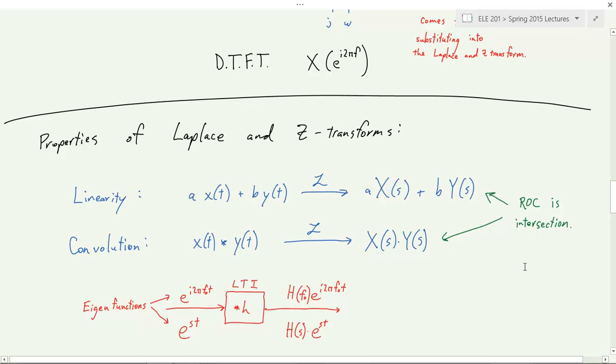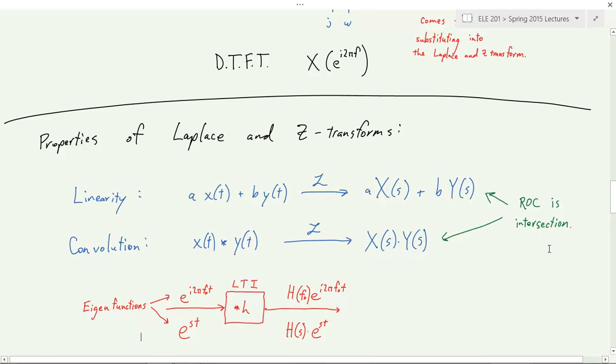So it makes sense for the linearity case. You can't converge if each part didn't converge. So you need to be within the region of convergence of each part separately, which is what the intersection is. It may be that you get something larger than the intersection.